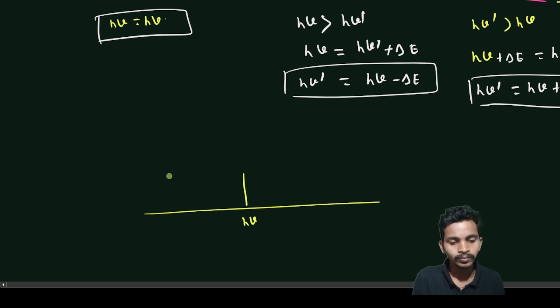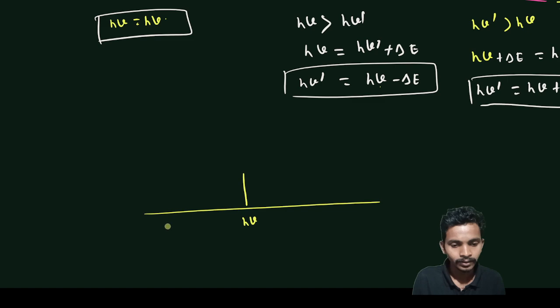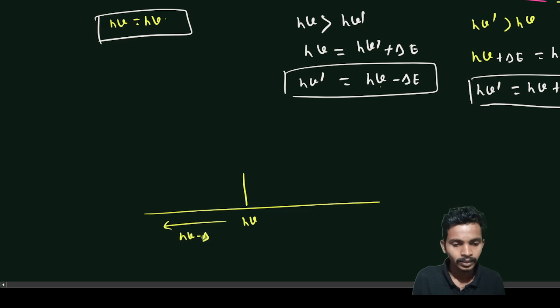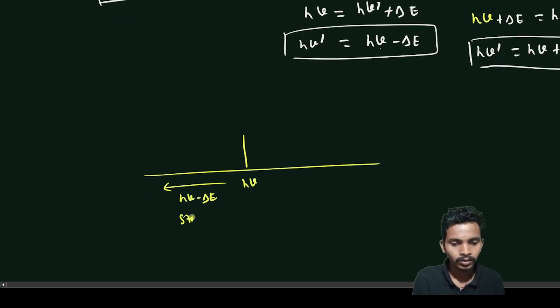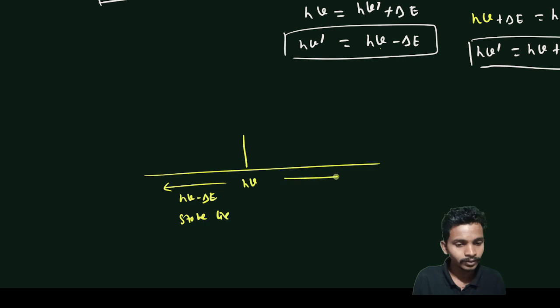This is h nu, and here from this if I subtract, subtracting means h nu minus delta E. That is the Stokes lines. And here I am adding delta E to h nu, that is h nu plus delta E, that is anti-Stokes lines.